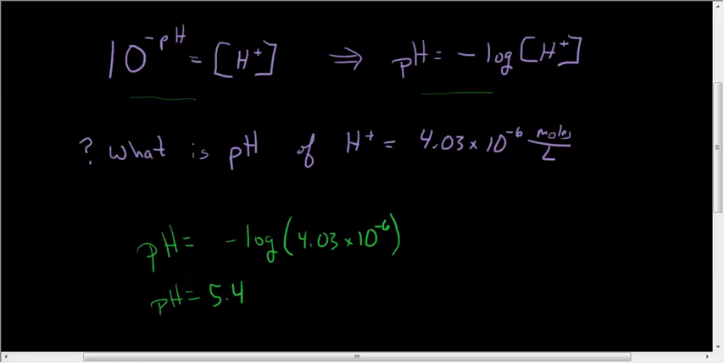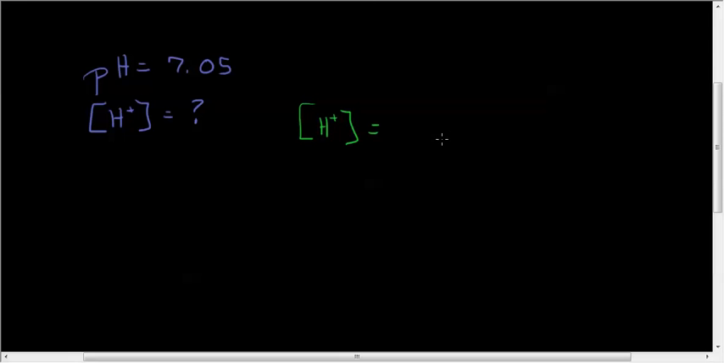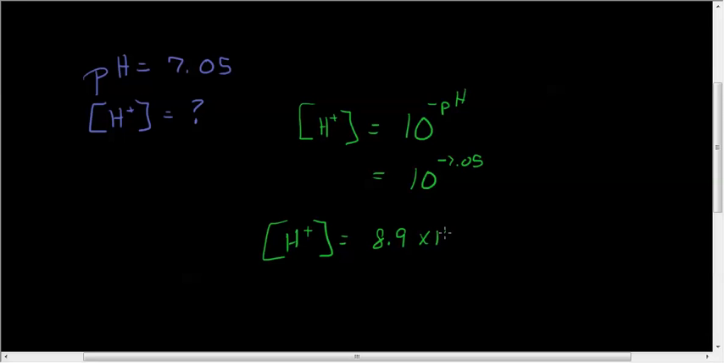Alright, again, in the old days we would have to do a lot of estimating on that, but with the calculator not so much. Now going the other direction, if you have a pH of 7.05, what is the concentration of the H+? Well, the concentration of the H+ ions is equal to 10 raised to the negative pH. So it's going to be 10 raised to the negative 7.05, where the concentration of the H+ ions is 8.9 times 10 to the negative 8th.